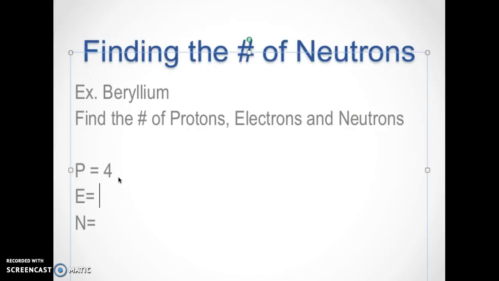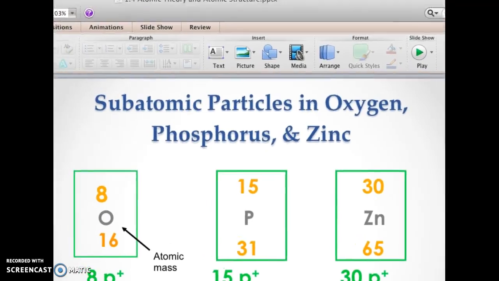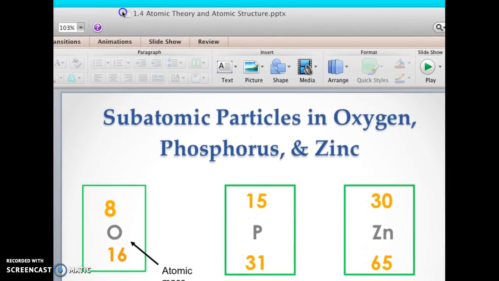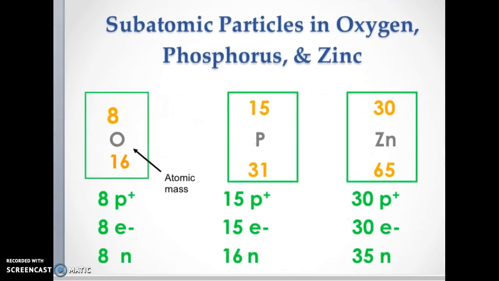If beryllium's neutral, the number of electrons is equal to the number of protons. And the neutrons would just be the total mass, which we found to be 9 on the periodic table. Subtract the number of protons from that, and that will give us the number of neutrons, which is 5. So the answer is 4, 4, and 5. Okay, so go ahead and do these ones. Find the number of protons, electrons, and neutrons without looking at the answers. Go ahead and pause it here, and then check your answers down here. See if you got the right answers.